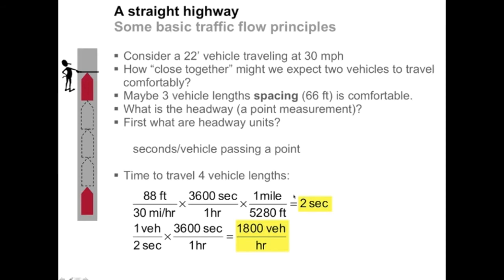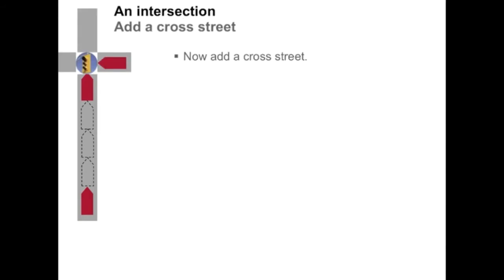So of course, we remember that the inverse of headway is flow, so we can simply take the inverse of that, 1 vehicle every 2 seconds times 3,600 seconds per hour, just dimensional analysis, translates to a flow of 1,800 vehicles per hour. So we've translated 2 vehicles on the road with a particular spacing to a 2-second headway to an 1,800 vehicles per hour flow.